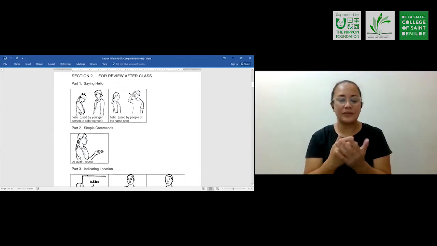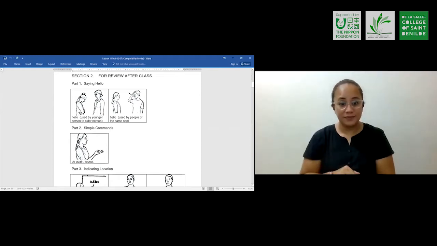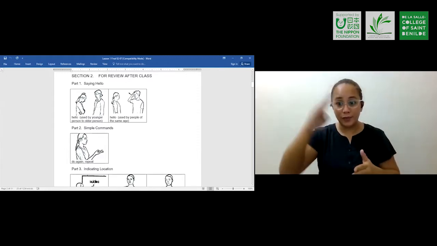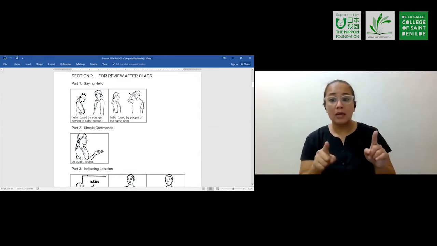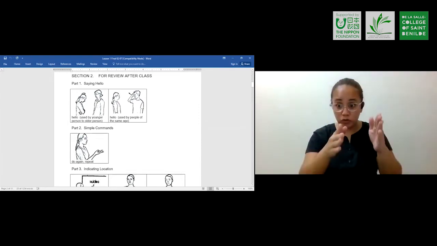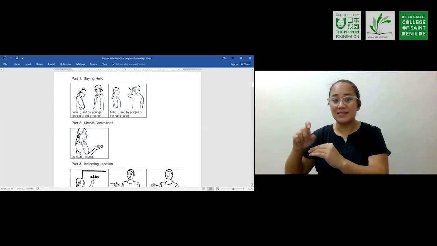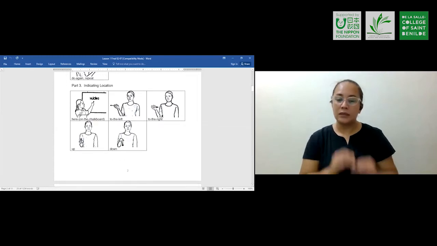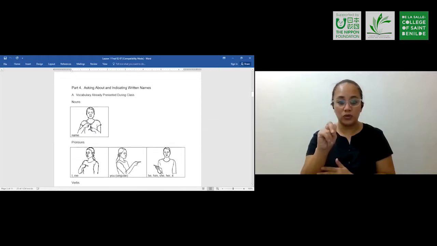Now, part 1, saying hello. In Ho Chi Minh City Sign Language, there are 2 ways of saying hello. Now, there may be in Filipino signs, may not be, but there's one way used by a younger person to an older person, and one used by people of the same age. Okay. So, and then some directional pointing, indicating location. Part 4, asking about and indicating written names.